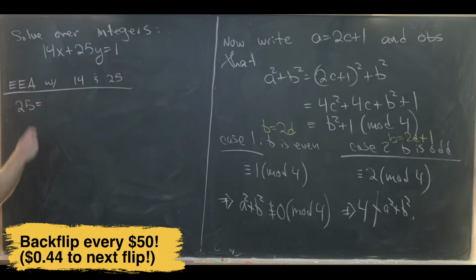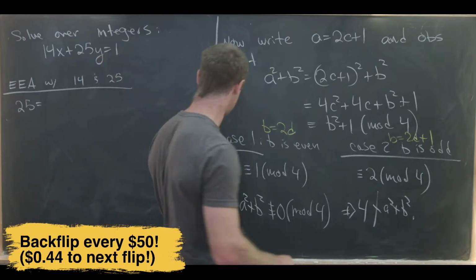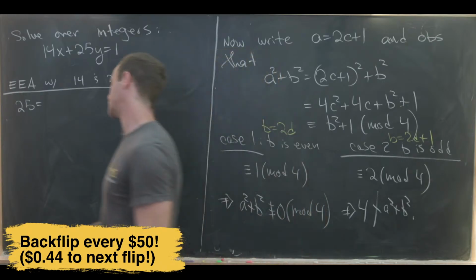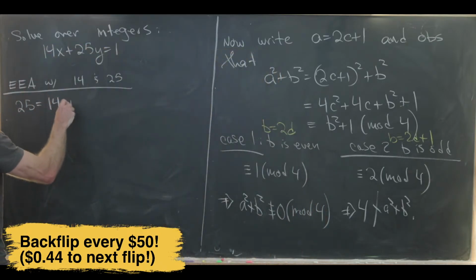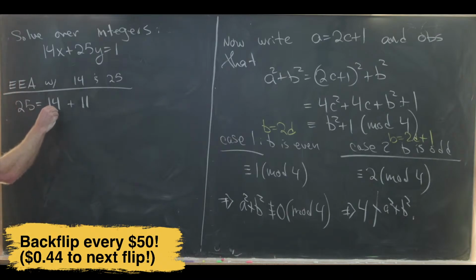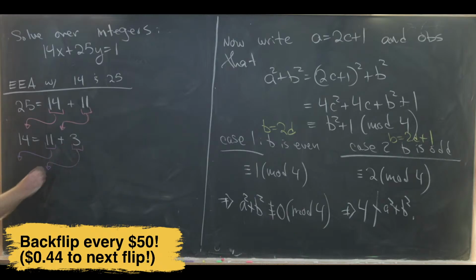So we'll start with 25 and use the division algorithm to write it with quotient and remainder with 14. So that's 14 times 1 plus 11. I almost wrote 9. Okay, and then what do we do from there? We take the old divisor and turn it into the new dividend, the old remainder and turn it into the new divisor. So this is going to be 14 equals 11 plus 3, and then you do the same thing again. So the old divisor, the new dividend, the remainder, the new divisor.